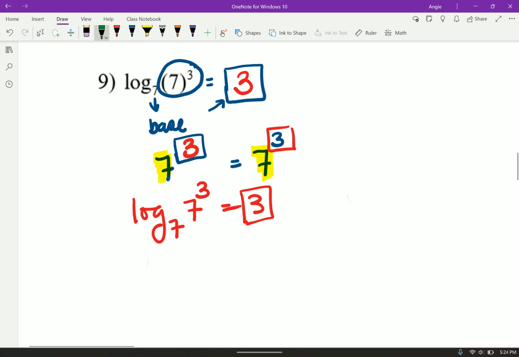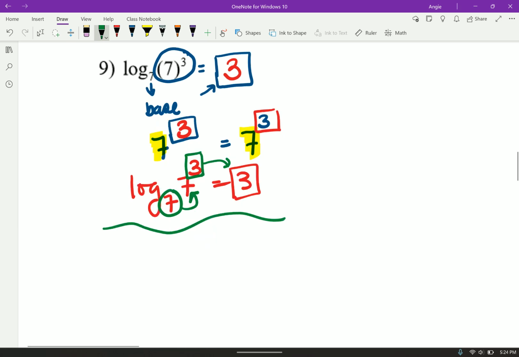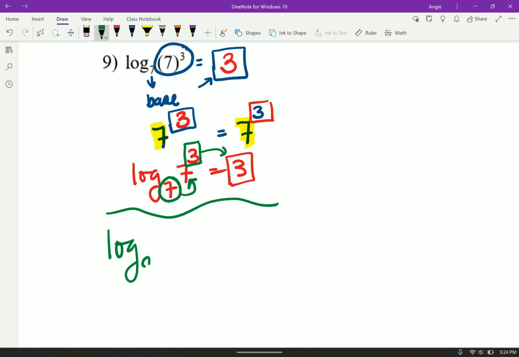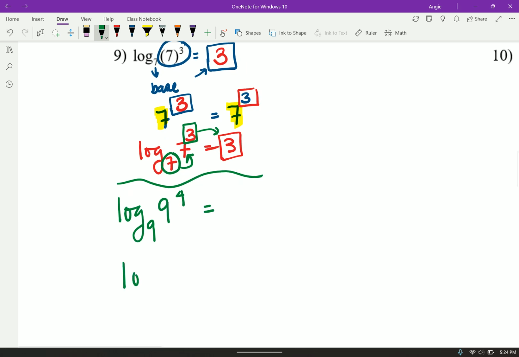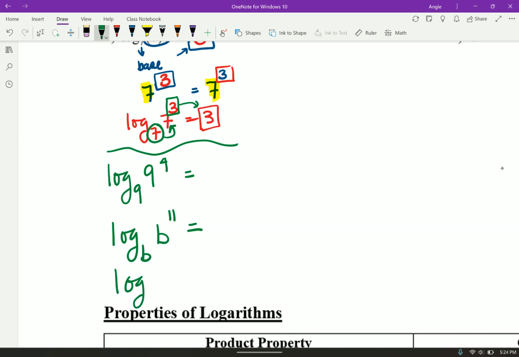Now then we can conclude, moving forward, guys, if the base is the same as this number, then the answer will always be the exponent. So for example, I want you to try this out. Log base 9 of 9 to the 4th. What is the answer? Then I want you to try log base b of b to the 11th. Give me an answer for that. And one more, log base m of m to the 7th. Okay, so 3 questions, fill in the answer.